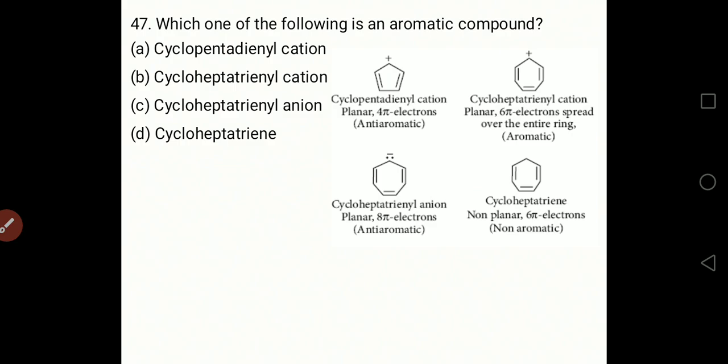Then second one, cycloheptatrienyl cation, if you see total 6 pi electrons are there, so it is aromatic. So cycloheptatrienyl anion, if you see 8 pi electrons, anti-aromatic, and this is non-aromatic. So the answer for this question is B.